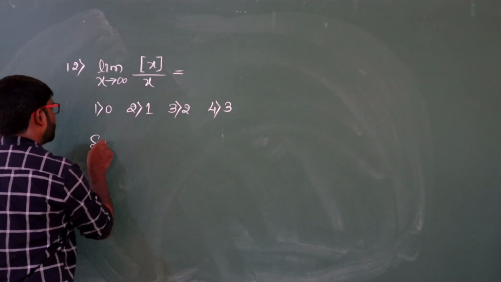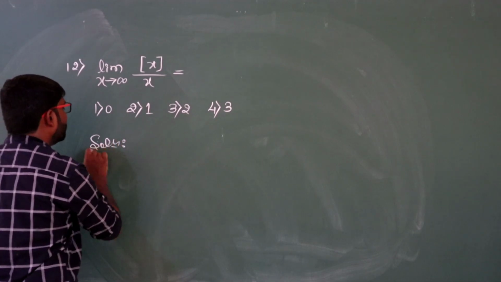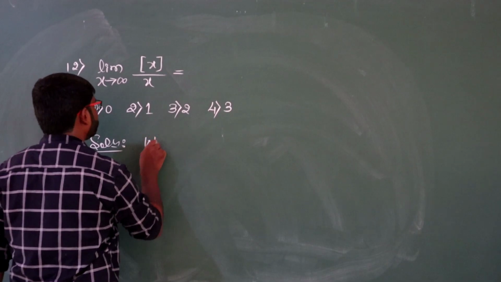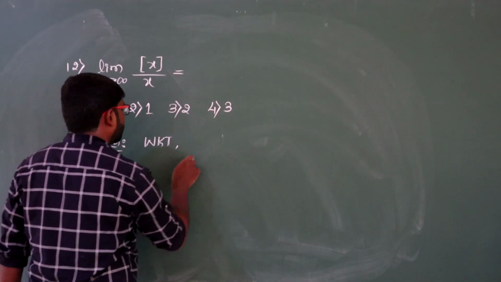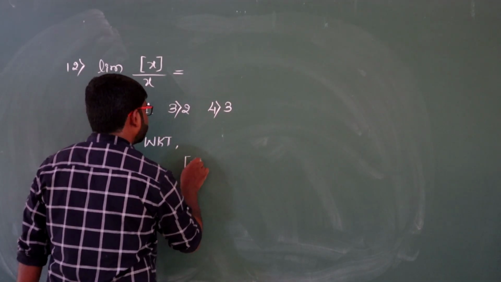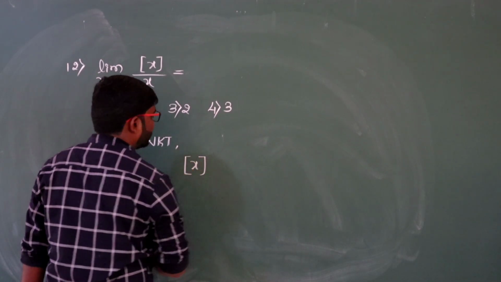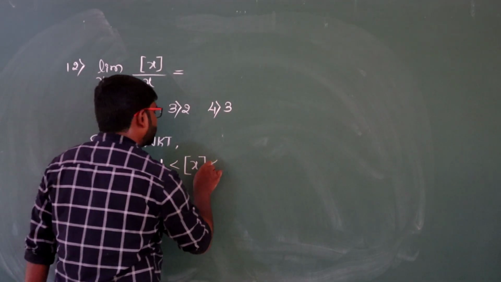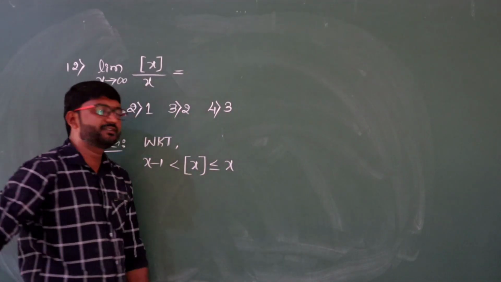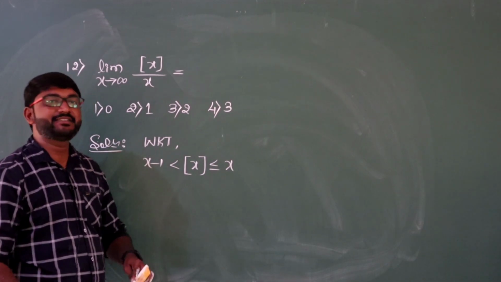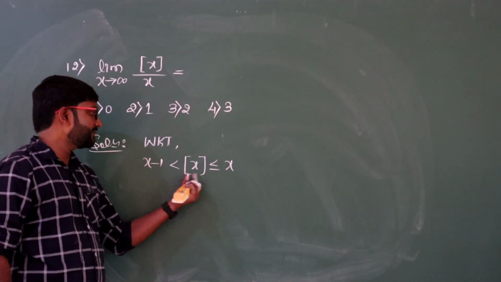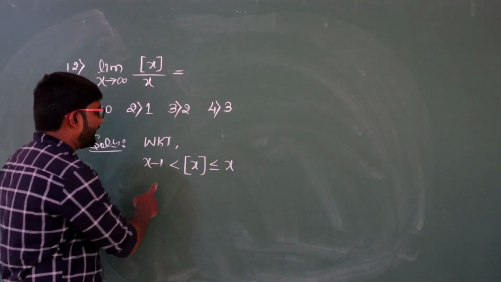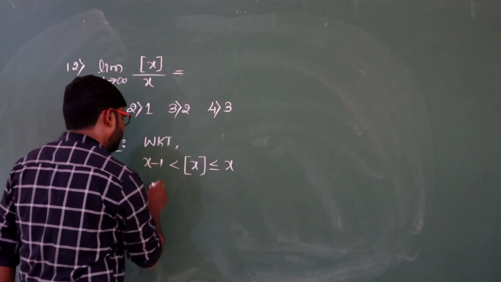So to solve this, we have the standard property which has been given in the synopsis, later you go through that. We know that greatest integer x is greater than x minus 1 and less than or equal to x. So this is a property regarding the greatest integer x. Now I will be dividing each term by x in the next step.